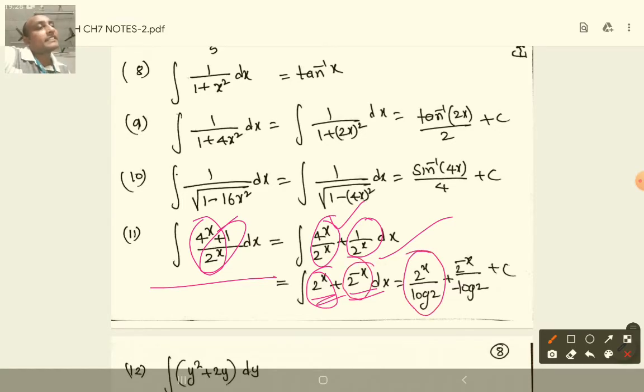Similarly, 2 power minus x integration is 2 power minus x by minus log 2, because of the x coefficient is minus 1, that's why this minus has come. Okay.